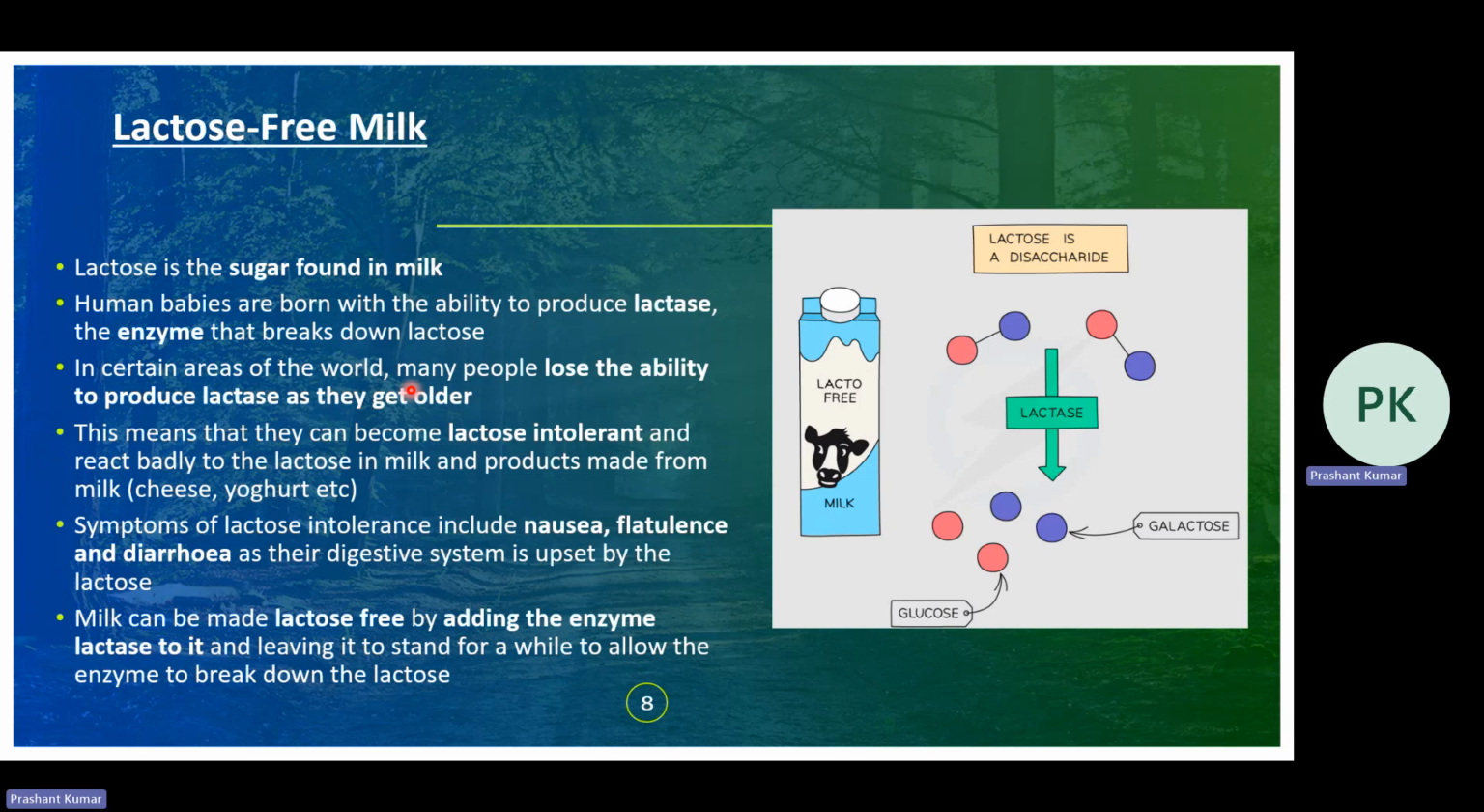This means that they can become lactose intolerant and react badly to the lactose in milk and products from milk. Generally the symptoms you will find in a person with lactose intolerance are nausea, flatulence, and diarrhea, because the digestive system is upset due to the lactose. Milk can be made lactose free by just adding lactase enzyme. Lactase will break down the disaccharide into the monosaccharides galactose and glucose.